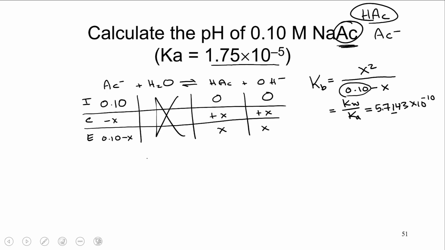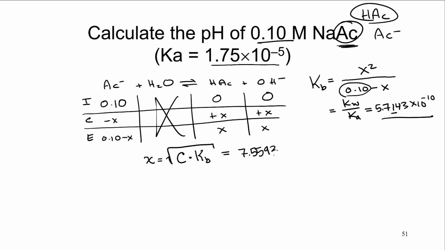So that means x is equal to the square root, and just like for acids, for bases, it's going to be concentration times Kb. So I'll plug those values in. There's my concentration. There's my Kb. I plug that in, and I'll get 7.5593 times 10 to the minus 6. And 3 sig figs, so I'll just mark it and keep track of it.